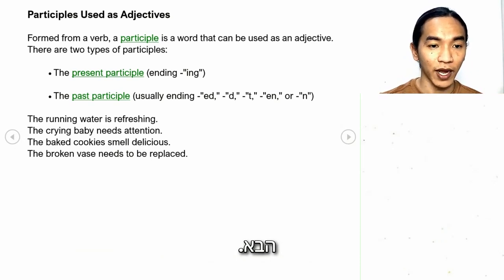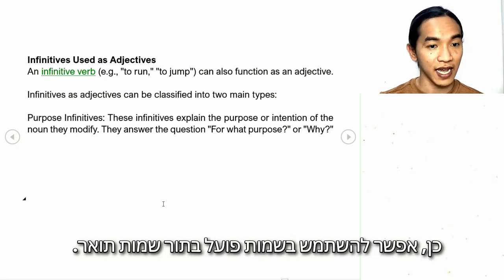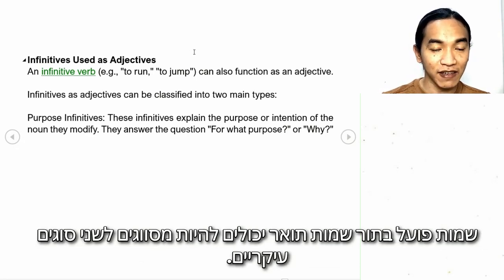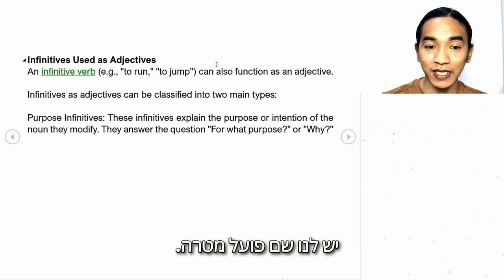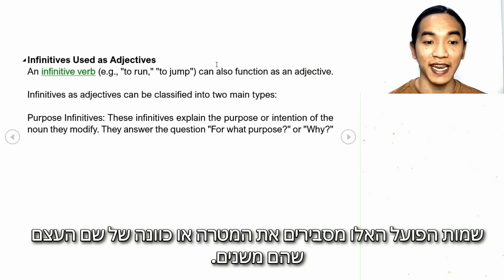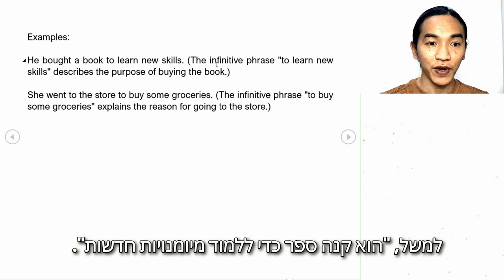Okay? Next one. Now, infinitives used as adjectives. Yes, infinitives can be used as adjectives. Like, for example, an infinitive verb to run, to jump, can also function as an adjective. Infinitives as adjectives can be classified into two main types. We have your purpose infinitives. These infinitives explain the purpose or intention of the noun they modify. They answer the question for what purpose or why. Okay, so remember that. For example, he bought a book to learn new skills.